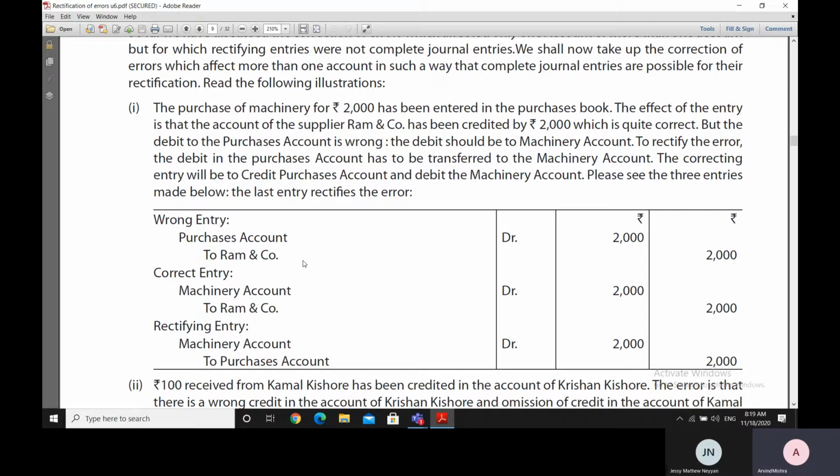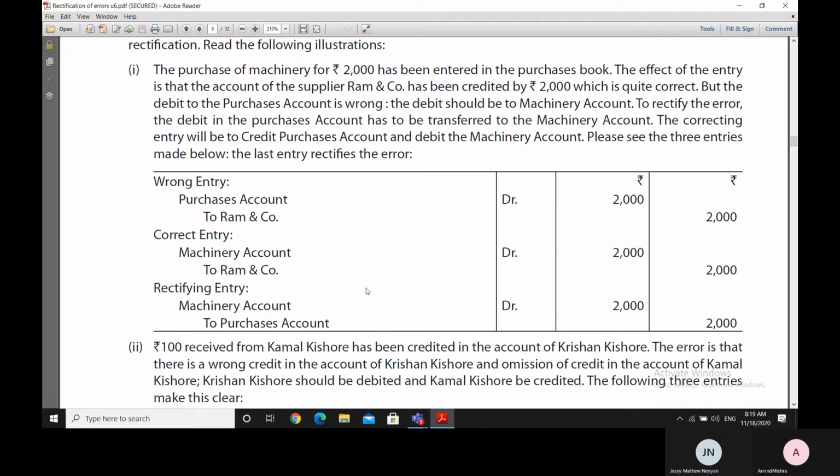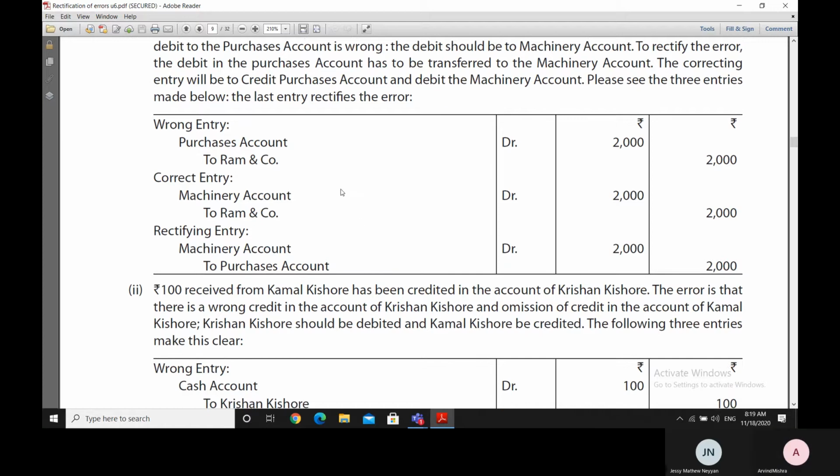Because the machinery has been purchased from Ram and Company, as far as the credit to Ram and Company account is concerned, that has been already done here. So now, in essence, what we have is a debit in the machinery account and a credit in the Ram and Company account.